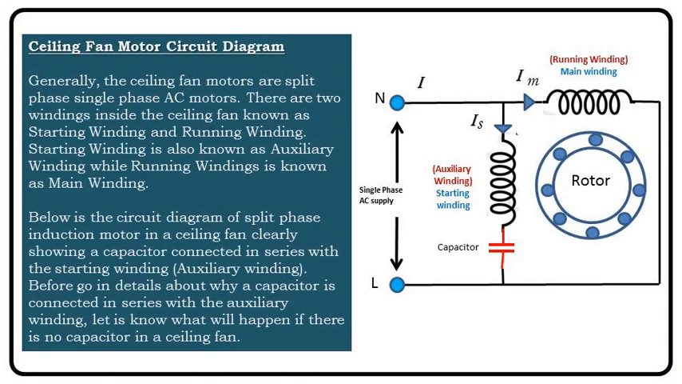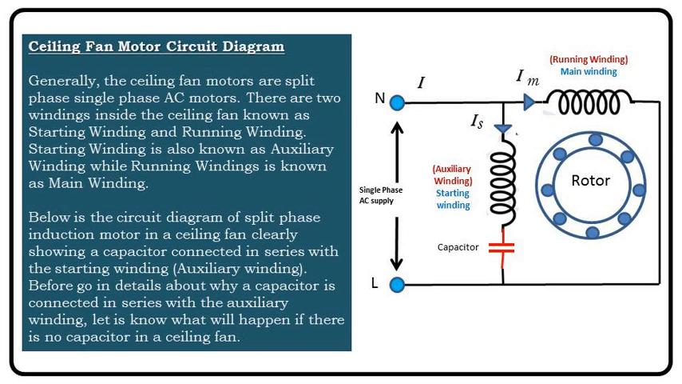Ceiling fan motor circuit diagram. Generally, ceiling fan motors are split-phase, single-phase AC motors. There are two windings inside the ceiling fan, known as the starting winding and the running winding. The starting winding is also known as the auxiliary winding, while the running winding is known as the main winding. Below is the circuit diagram of a split-phase induction motor in a ceiling fan, clearly showing a capacitor connected in series with the starting winding, the auxiliary winding.